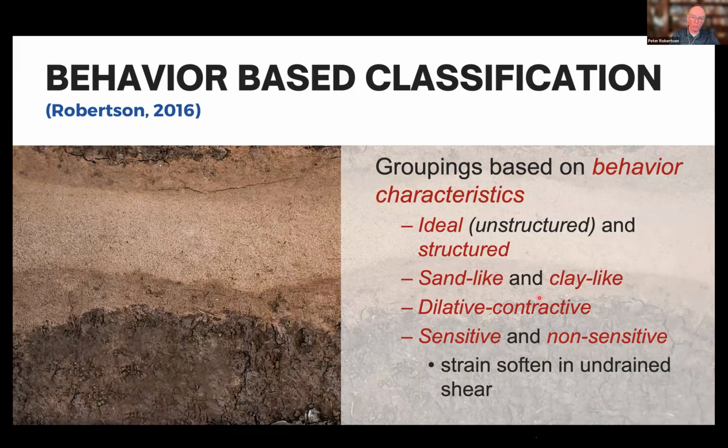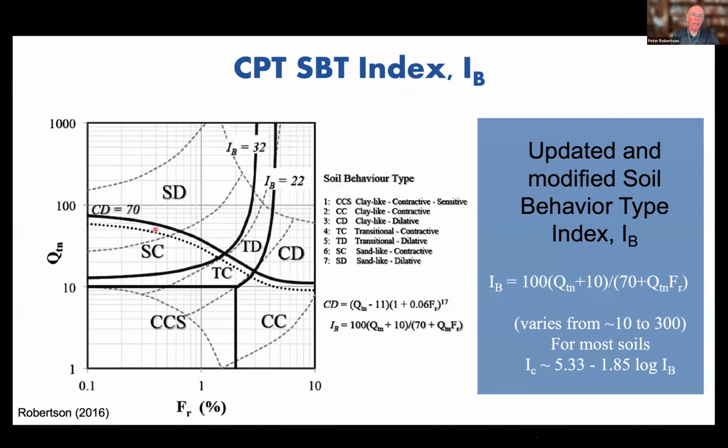And we also added a line across the chart, and it said, well, if it plots above that line, it's going to be dilative at large strains, and if it plots below that line, it's going to be contractive at large strains. So now you've got descriptions that say sand-like and dilative, sand-like and contractive, clay-like and dilative, clay-like and contractive, and then clay-like and contractive but highly sensitive. And then in the middle, you've got these transitional soils that can be dilative and contractive. So trying to get more of a behavioral type description.